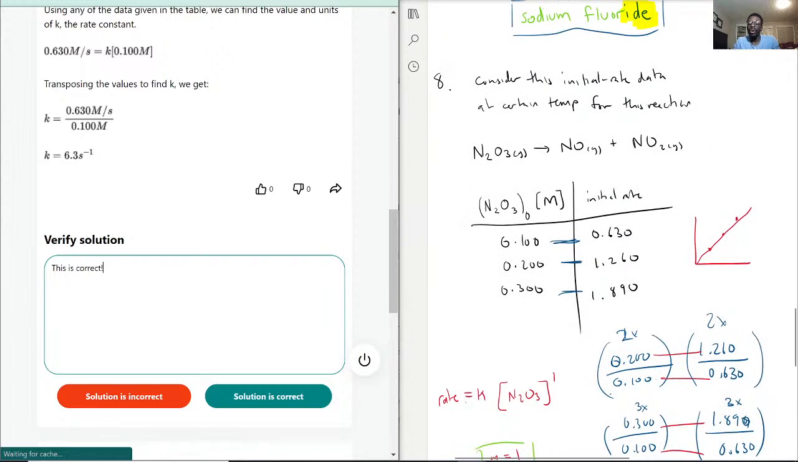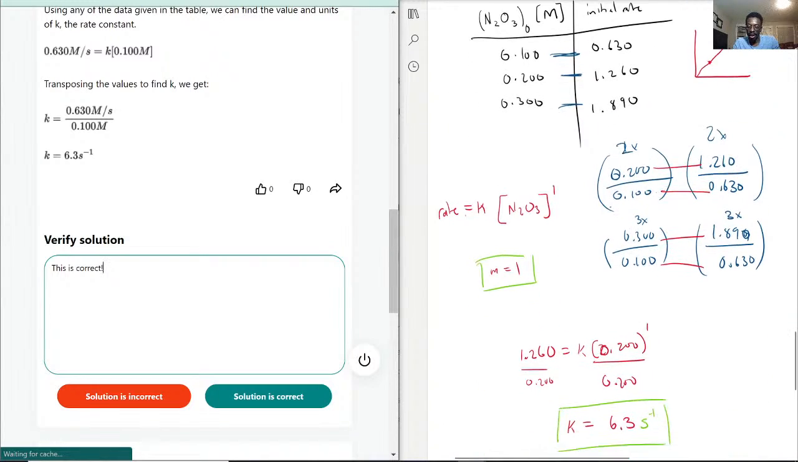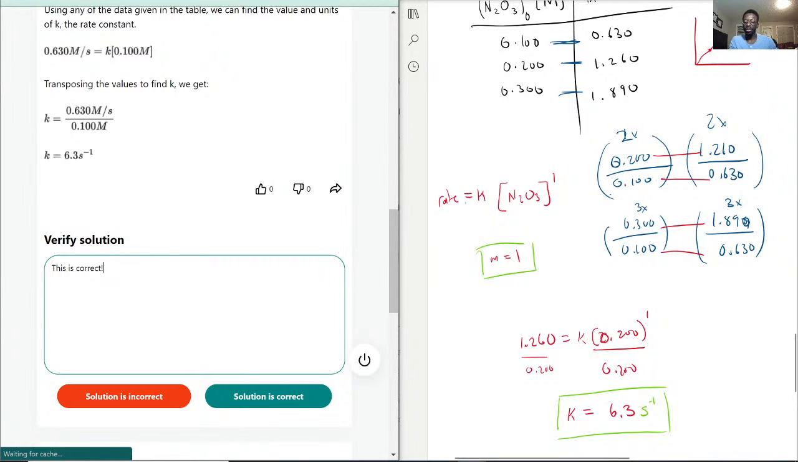We did establish the relationship. We know it's linear, so it's first order. And then, using that, we found that the k value is 6.3 seconds to the minus 1.